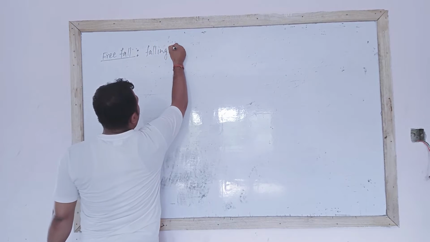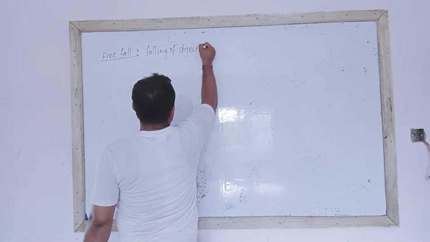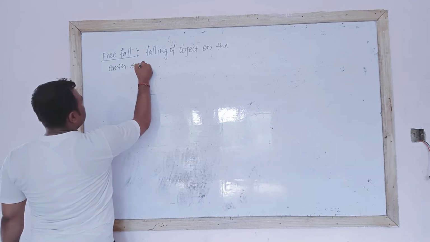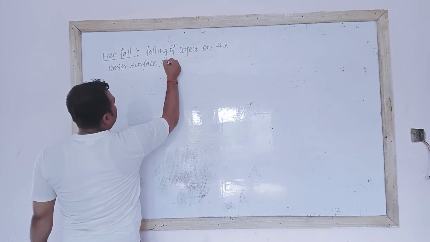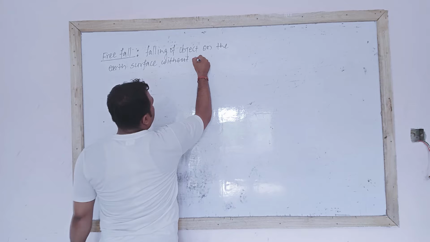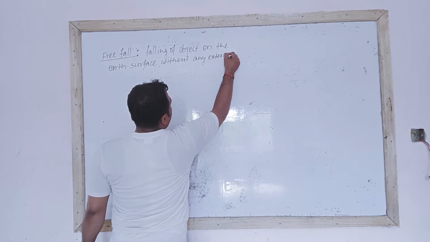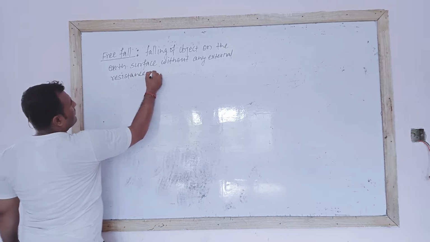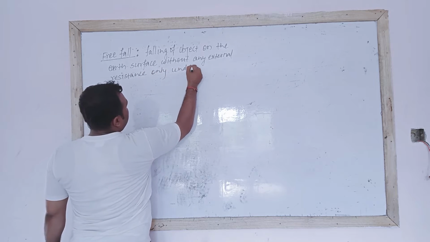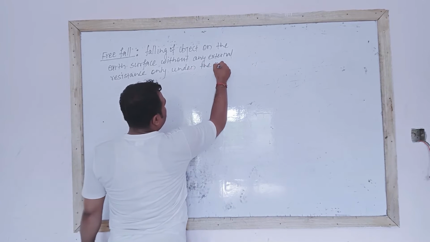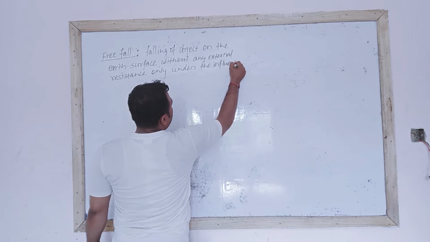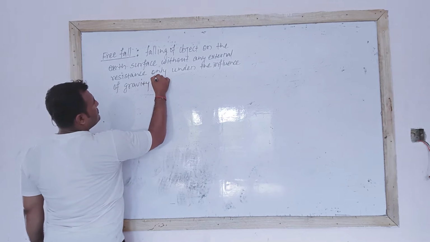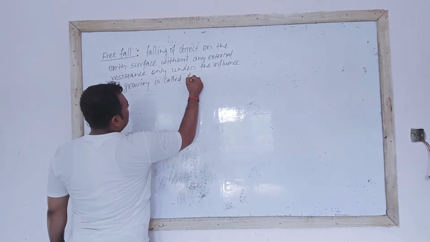Falling of an object on the earth's surface without any external resistance, only under the influence of gravity, is called free fall.